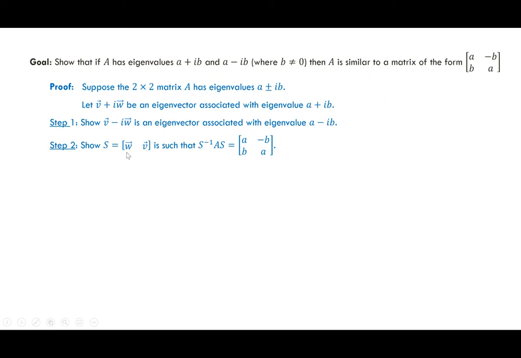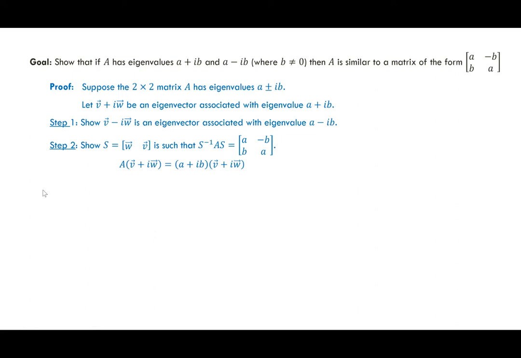Another thing you might not have expected is that these are real, right? So S is a real matrix. So we are doing everything here is totally kosher, legit. We are using complex eigenvectors to come up with a real matrix equation. So that's kind of surprising. But all right, so let's do it. Let's show that this is true.